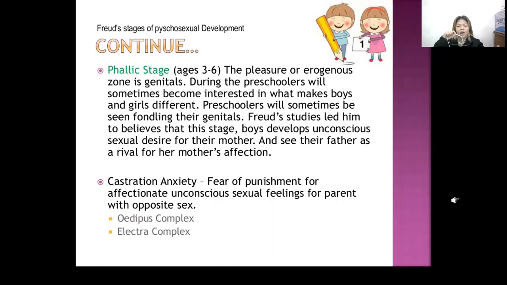So the idea is that when a child at this stage, 3 to 6 years old, you can see them be, especially pag boy, very attached sila sa mother nila, and hate na hate nila yung papa nila. They see their father as a rival or enemy for the mother's affection.